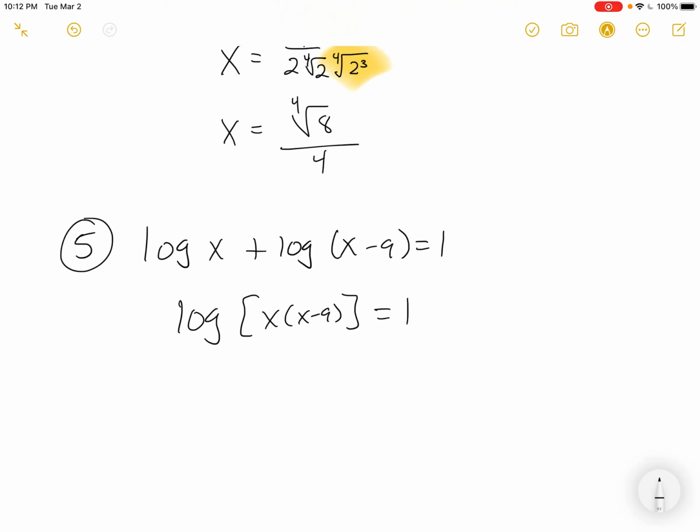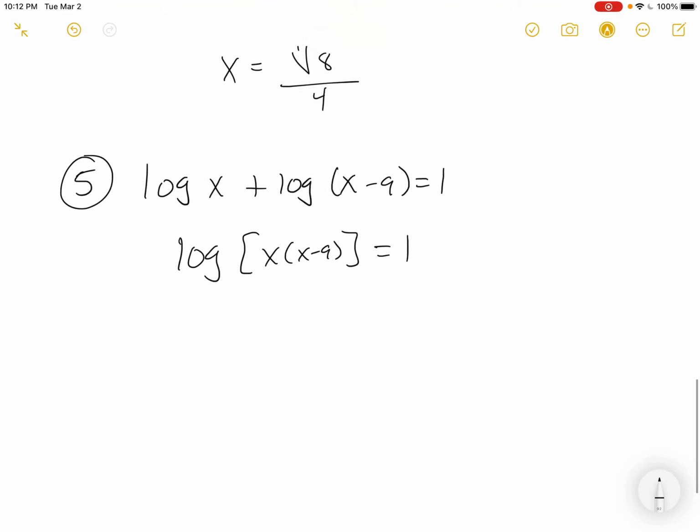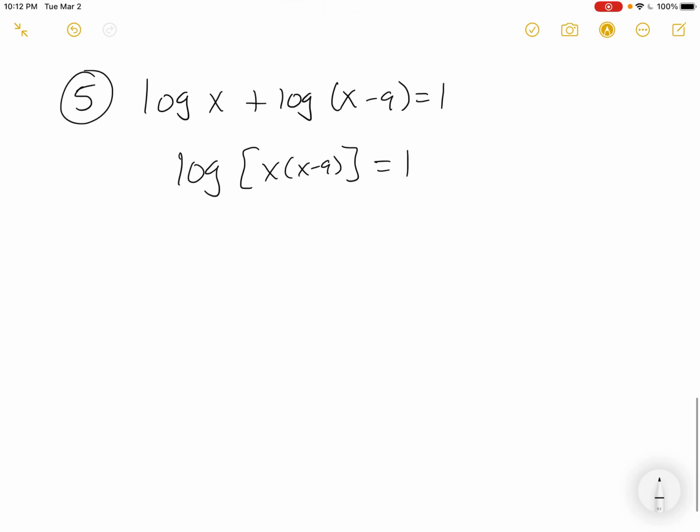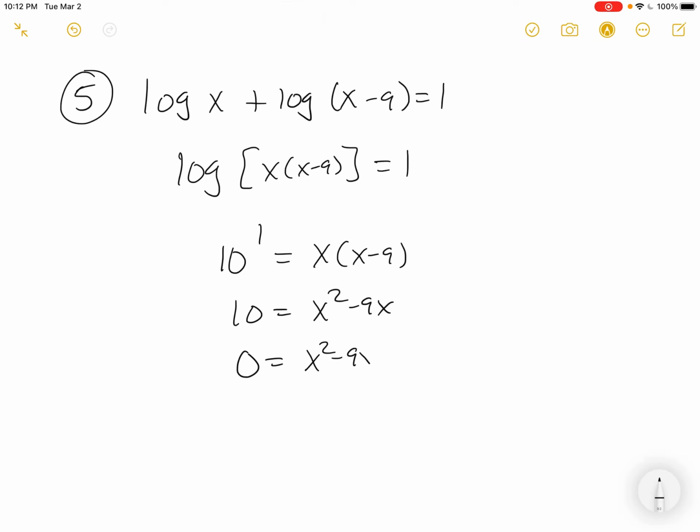What do you do when you have a single log equals a number? You use the exponentials. So think back to that first section where they introduced logs, either in intermediate algebra or here. You know what that base is. The base raised to the power needs to be x times x minus 9. Or 10 needs to be x squared minus 9x. Where are we? Beginning algebra. We got to get 0 on one side. And hope that it factors, and if it doesn't, we'll use the quadratic formula. But it does.